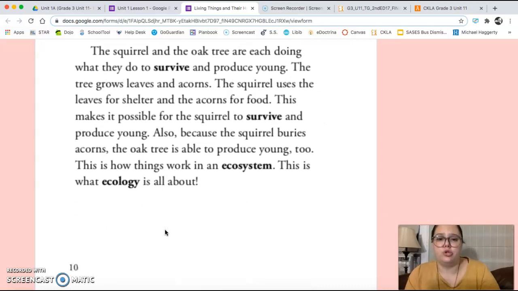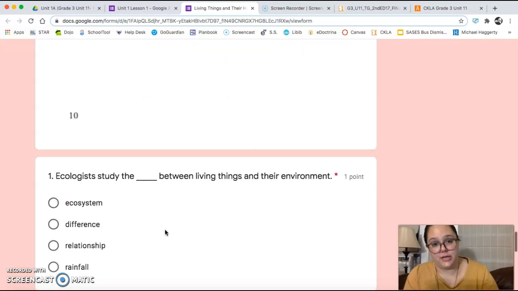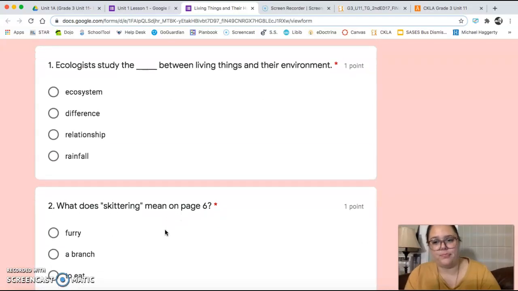The squirrel and the oak tree are each doing what they do to survive and produce young. The tree grows leaves and acorns. The squirrel uses the leaves for shelter and the acorns for food. This makes it possible for the squirrel to survive and produce young. Also, because the squirrel buries acorns, the oak tree is able to produce young too. This is how things work in an ecosystem. This is what ecology is all about.